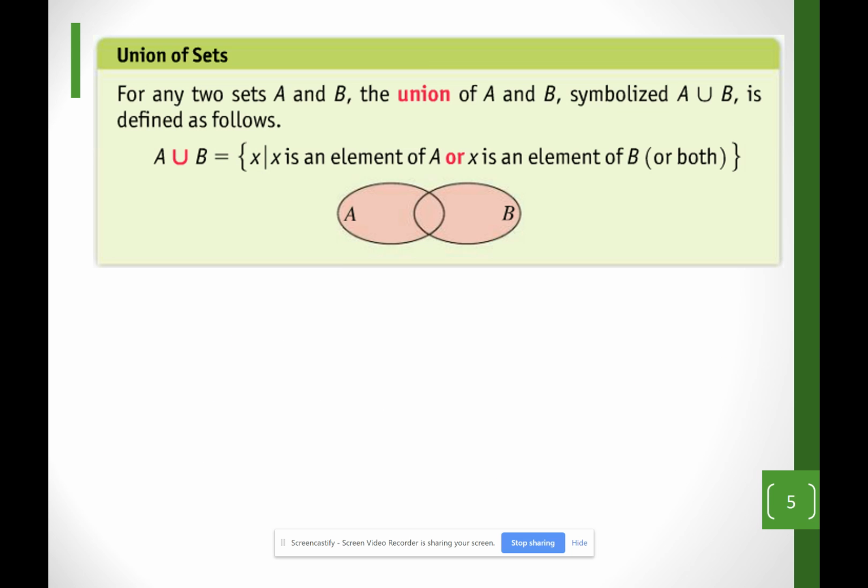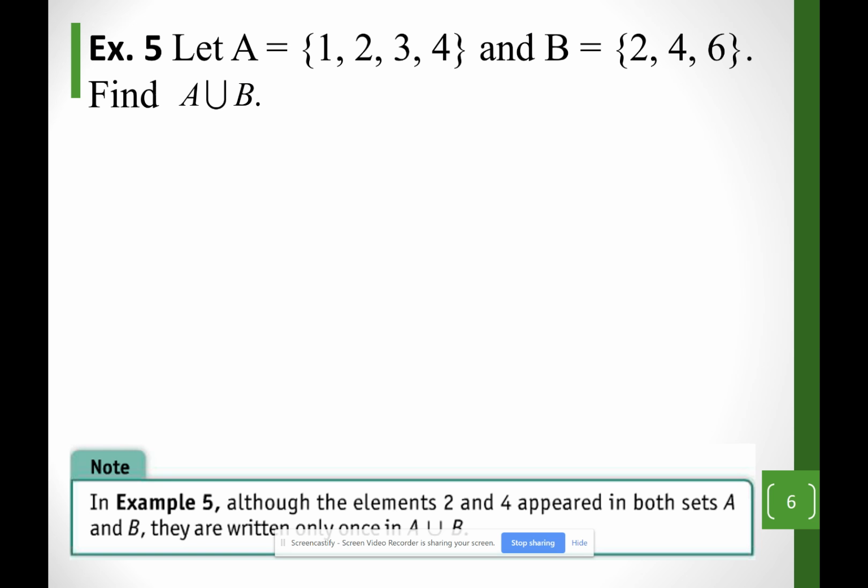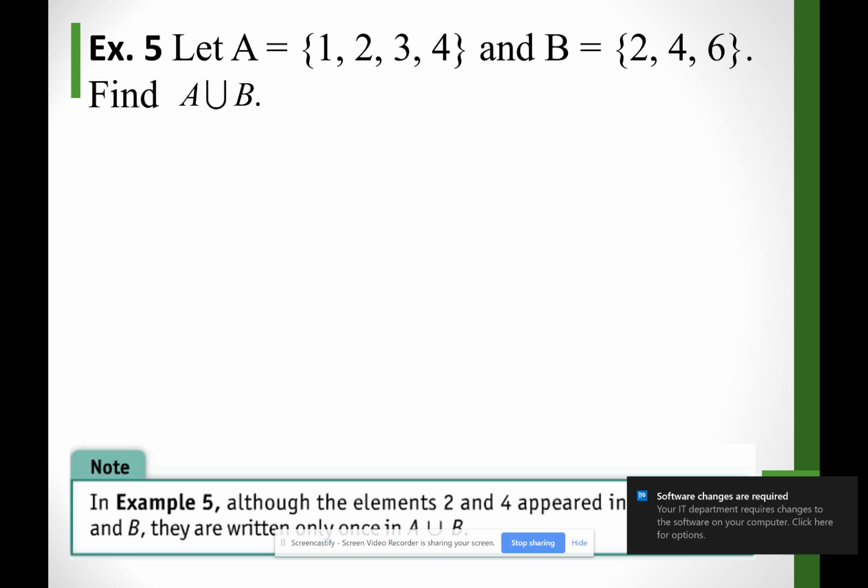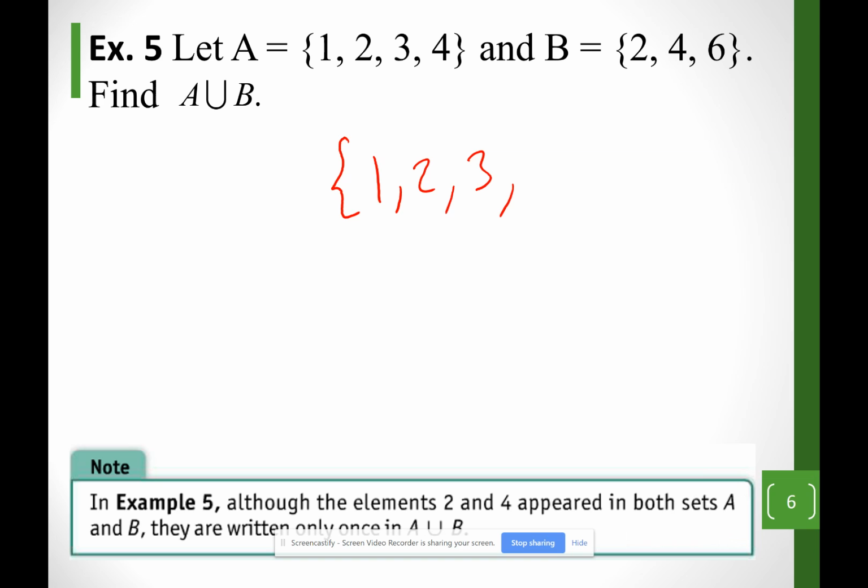Now we're going to see what we call union. Union is an element, a part of the group, that is in at least one of them. It doesn't have to be in both, at least in one of them. So let A be the numbers 1, 2, 3, and 4. Let B be the numbers 2, 4, and 6. Find A union B. I'm looking at the numbers that are in at least one of the sets, and I'm going to say the numbers 1, 2, 3, 4, and 6.